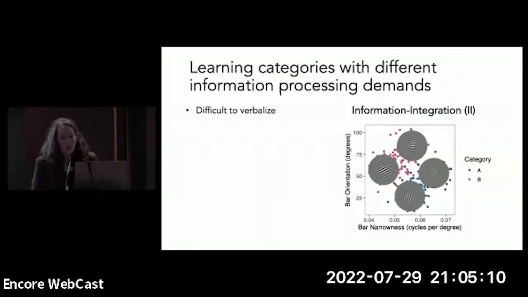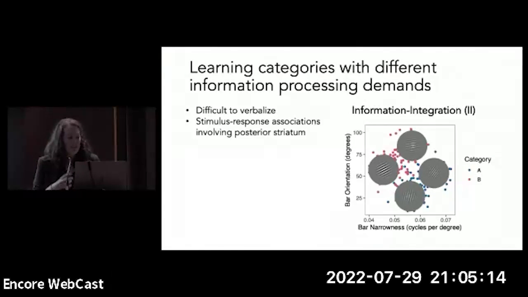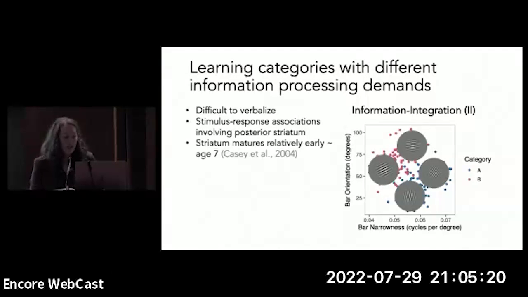And so really we have a situation here where these are difficult to verbalize categories. They involve learning slowly through stimulus response associations involving posterior striatum. And importantly, compared to the prefrontal cortex, the striatum matures relatively early, around 7 years of age. And so this might lead us to think that maybe information integration category learning is going to be preserved in young children. Maybe they're just as good at it as adults.